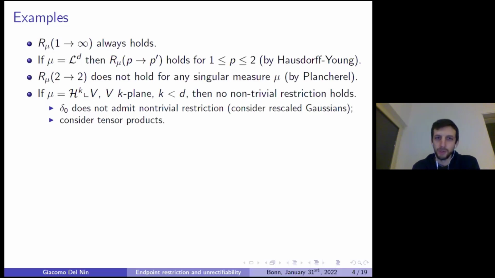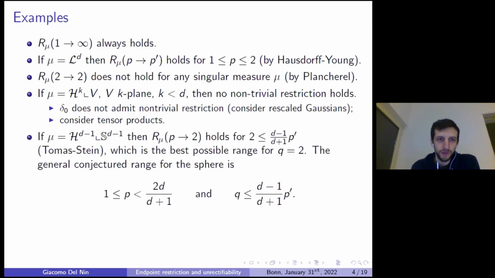Now, what about some positive results? Well, the most famous is maybe the sphere. It says the following. If we take the sphere in R^d, then actually there are some non-trivial exponents for which the restriction holds. And there's this result from L^p of R^d to L^2 of the measure by Thomas and Stein, but under this assumption on the exponent p.